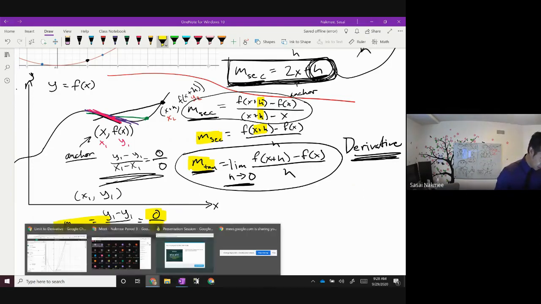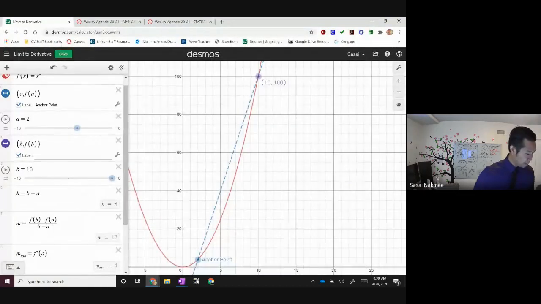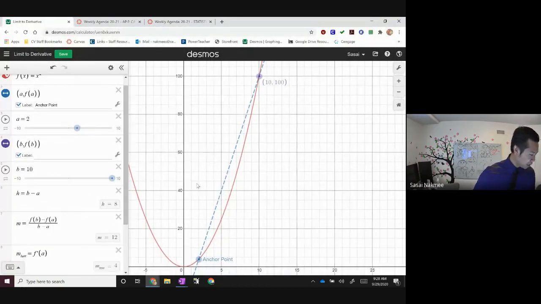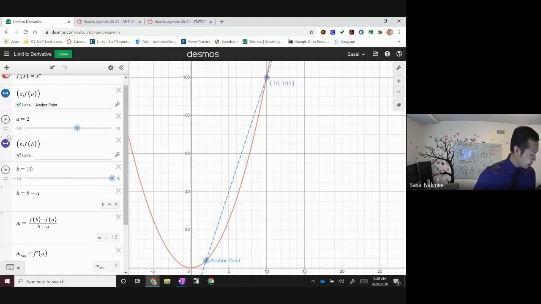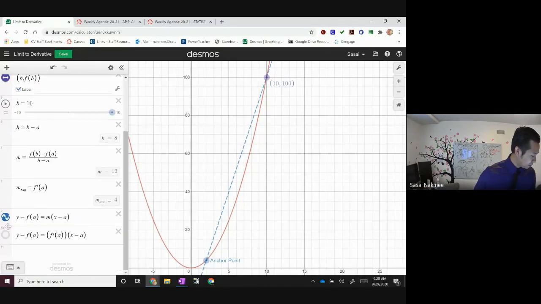And what I wanted to show you was a graph of that. So take a look here. This is the x squared function graphed right here, and I also have graphed along with it the secant line. Do you see this blue dotted line right here? This is the secant line between our anchor point.